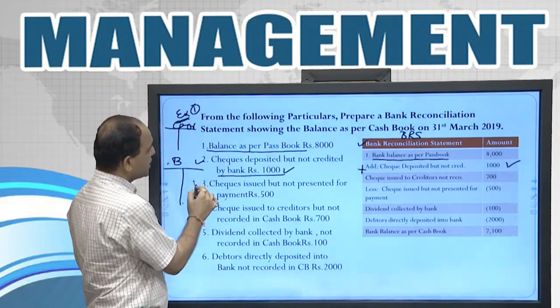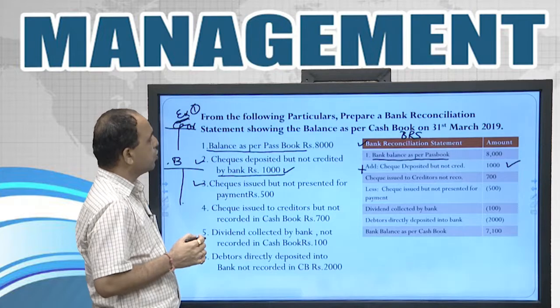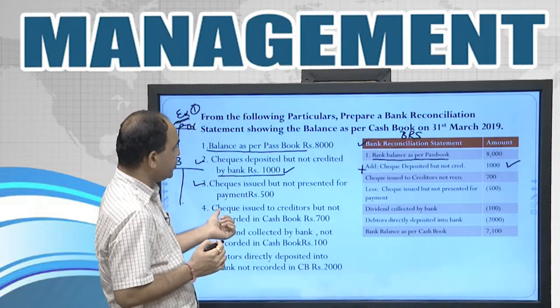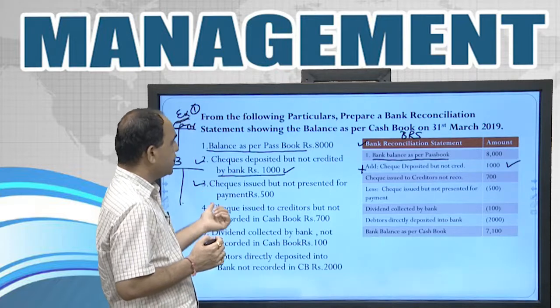Now, the next transaction is checks issued but not presented for payment rupees 500, right. Check issued but not presented for payment.